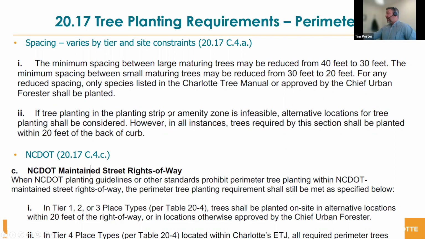Alternate locations, that's something that'll be very clearly provided in the Charlotte Tree Manual. If the planting in the amenity zone or planting strip is infeasible, alternate locations may be considered, in most cases on the site that's developing. In this provision, it could be 20 feet back of curb, in other scenarios, and maybe elsewhere on the site.